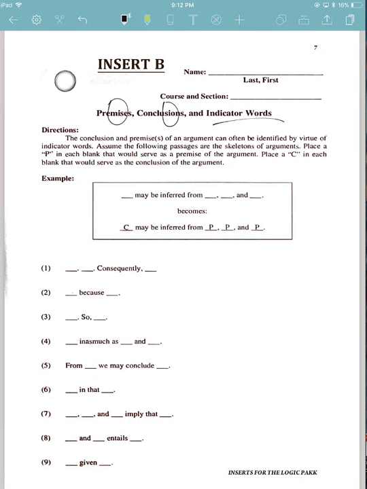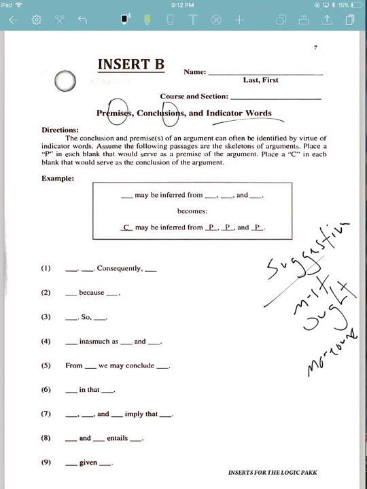But notice in our other workbook, we also had suggestive indicator words. Suggestive indicator words are just things that are suggestive, right? Like must, like ought. Whenever you see those, you think, that's probably a conclusion. For premises, you have things like moreover, because it's adding to the statement, or in addition. Anything that adds to things is suggestive. Those are just those ideas.